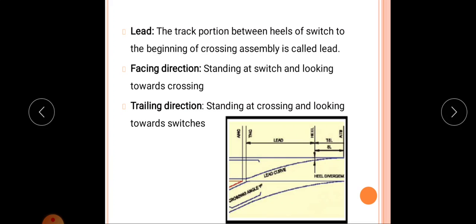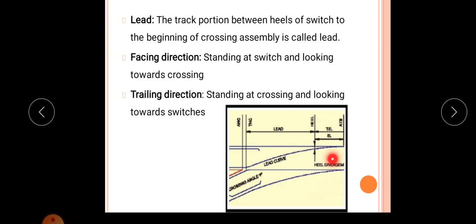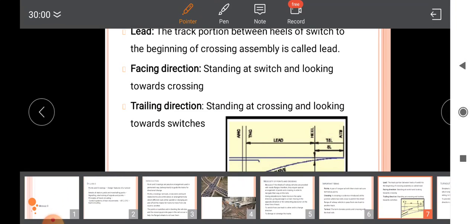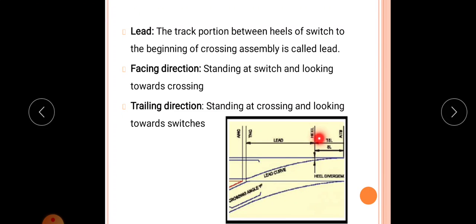Okay, so I will explain one more. In this turnout system, this is the points or switches, and this is the crossing. So this is the facing direction, that is, standing at the switch and facing towards the crossing. And this is the trailing direction, that is, standing at the crossing and looking towards the switches. And lead means the track portion between the switch and the crossing, or points and crossings. That is, the track portion between the heel of the switch and the beginning of the crossing is known as lead, and this whole system is known as turnout. So these are the basic definitions regarding points and crossings.